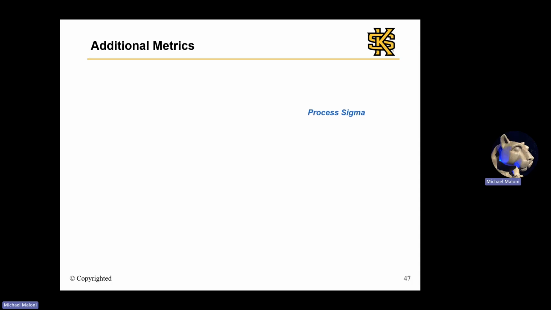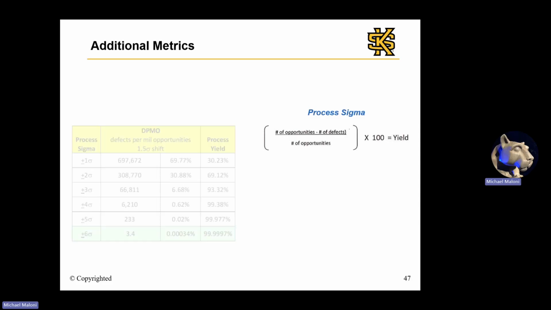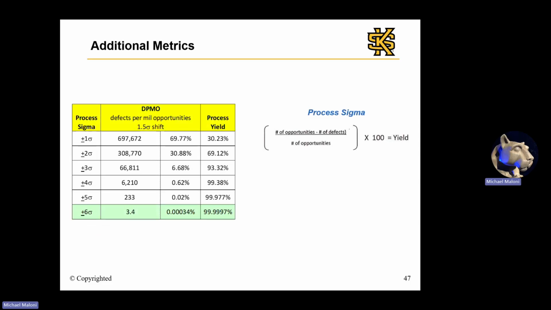And the calculation to determine the yield, which is the percentage of good outputs, is the number of opportunities, that means how many times the process executes, minus the number of defects, divided by the number of opportunities. We can then use the DPMO table to determine the process sigma.